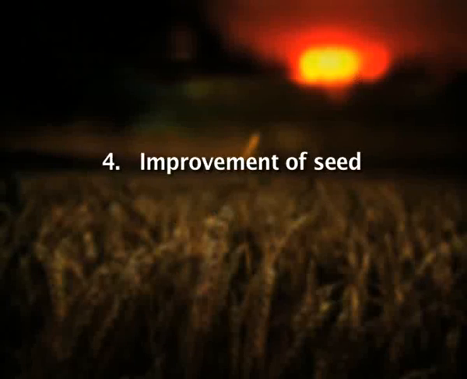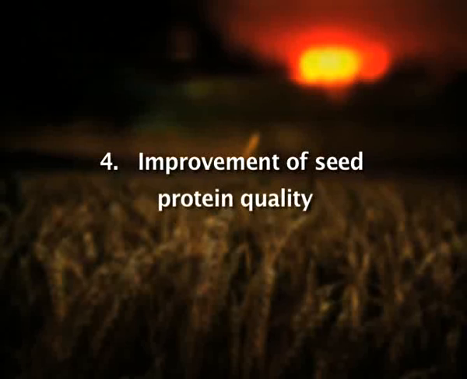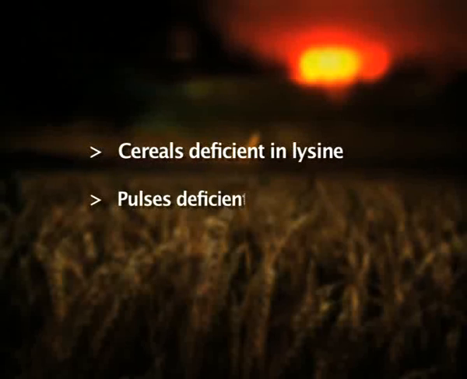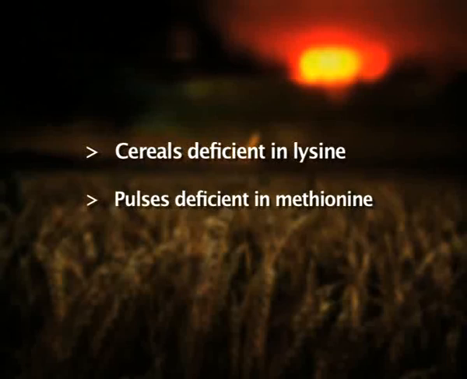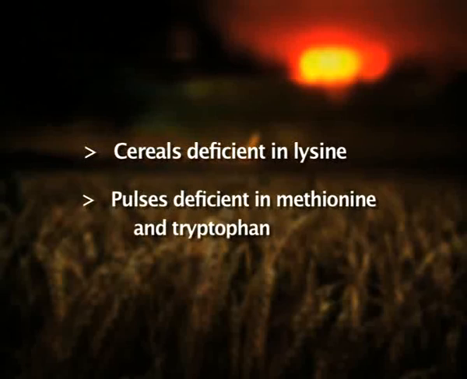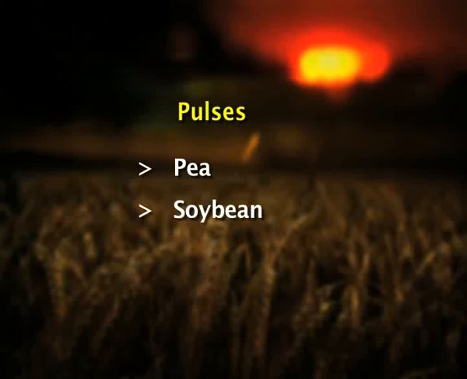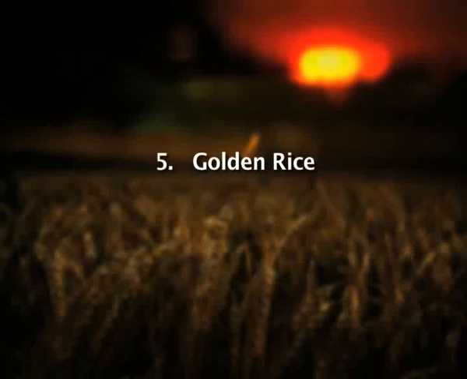Another major application of genetic engineering is improvement of seed protein quality. Cereal seed proteins are deficient in lysine, whereas pulse seeds are deficient in sulfur-containing amino acids like methionine and tryptophan. The absence of these essential amino acids limits the nutritional value of cereals like rice and wheat and pulses like pea, soybean, etc. for man. Another major application is golden rice.